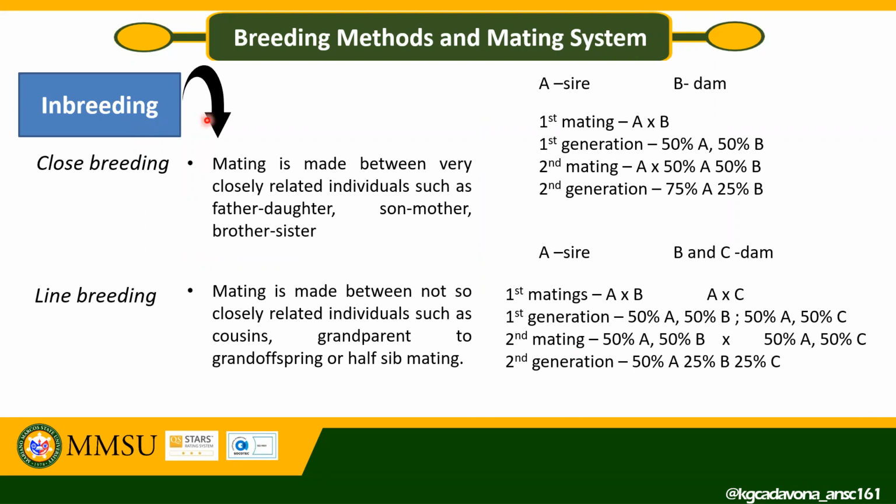By the way, class, etong breeding methods and mating system pala, these are applicable to all species of animals. Hindi lang ito applicable sa mga dairy animals kasi since ANSI 161 etong klase natin, so these are not only applicable sa mga dairy animals. Etong topic na to ay applicable sa lahat ng species of farm animals.